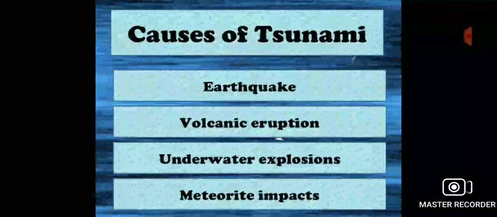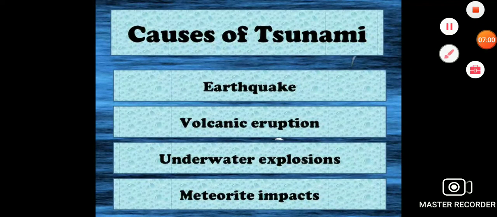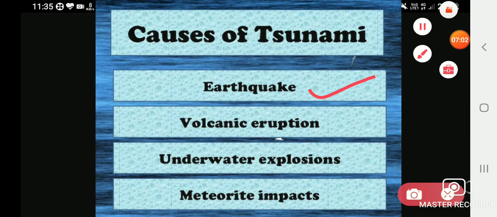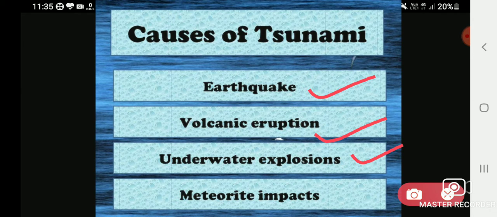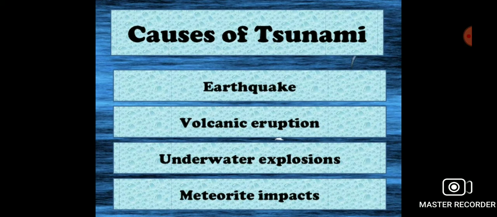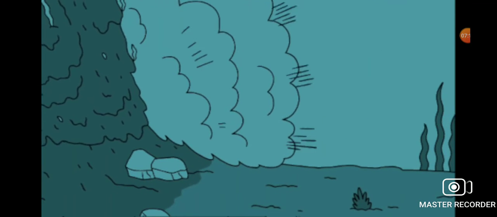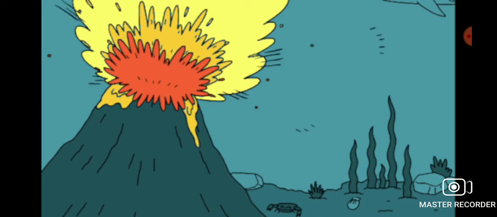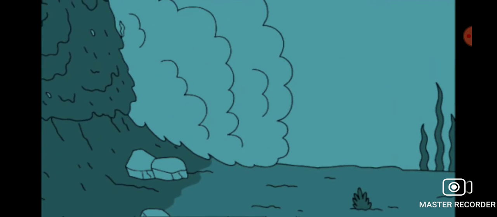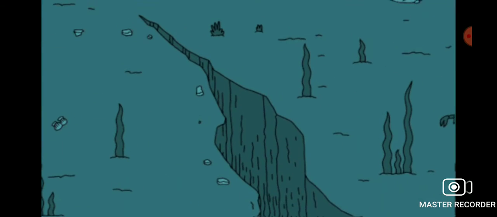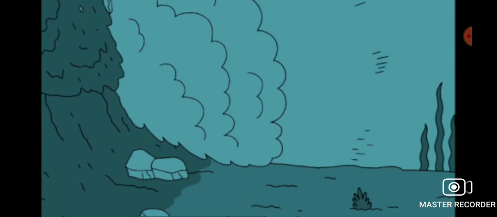So what are the causes of tsunami? The main causes of tsunamis are earthquakes, volcanic eruptions, underwater explosions and meteoroid impacts. So these are the causes of tsunami: earthquake, volcano eruption, landslide, underwater earthquake and underwater landslide. So students, these are the causes of the tsunamis.